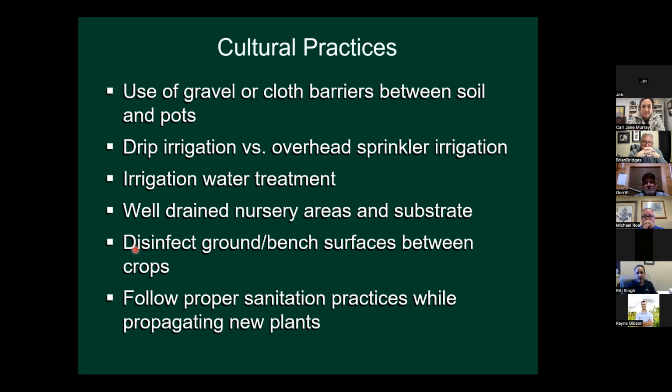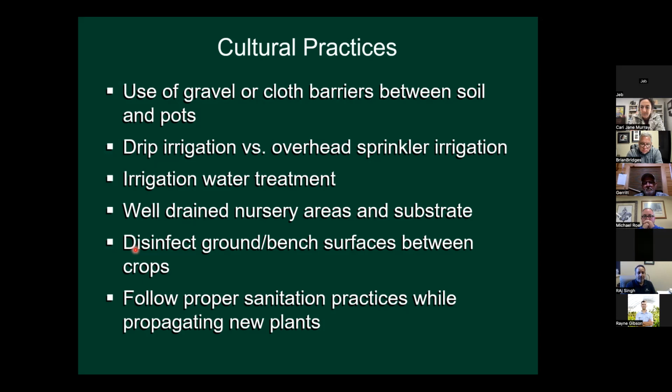Irrigation water treatment: if you're using pond water for irrigation, we have some evidence that the pathogen can stay in the water too for several weeks. So if you are recirculating that water into your production system, that means you can also re-inoculate some of your disease-free blocks as well. There are several systems out there that you can permanently install, or you can use chemicals to treat those ponds in order to prevent it from recirculating in the water.